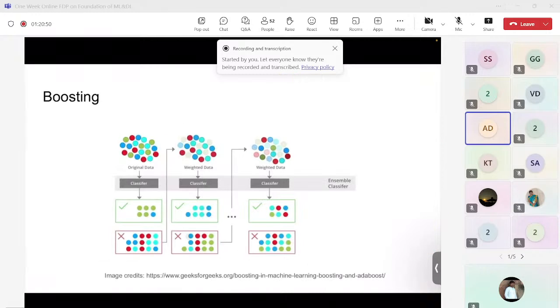Now let's look at boosting. Boosting is a slightly different version. So in boosting, what you do is you take your original data, the entire original data, then you give it to a classifier. Obviously, this is a very simple, small classifier. It will make mistakes also.